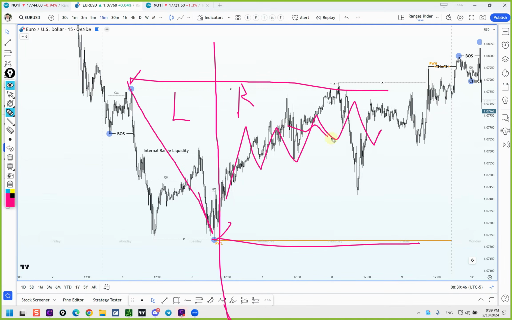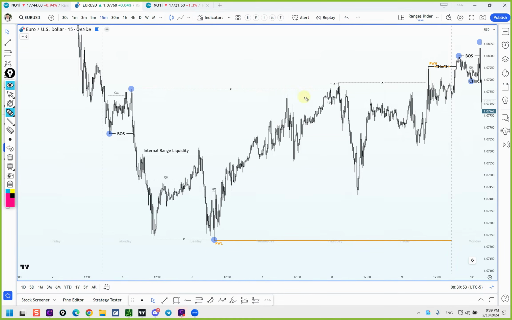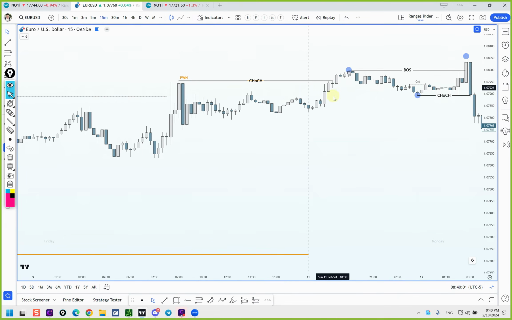So nothing will change my bias until we break this high. And we never broke this high. This is just a liquidity grab. This is just a liquidity grab. This one is just a liquidity grab. And finally, what we have? The change of character with the bullish closed candle.